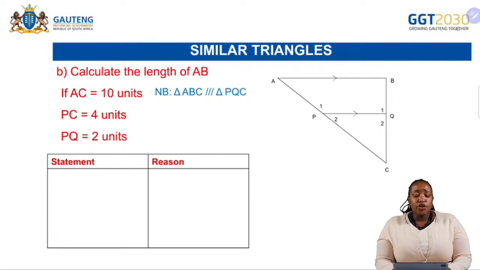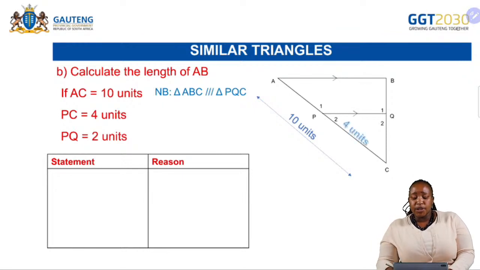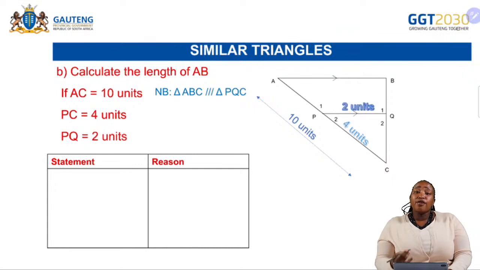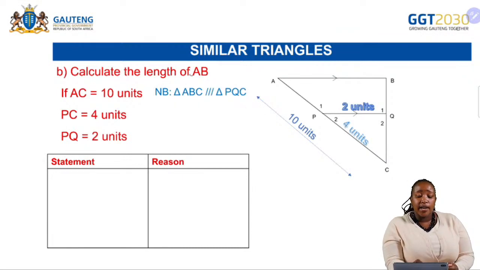Okay, so first you have AC is equal to 10 units. So you go to your diagram and you label that, right? And then you have PC is equal to 4 units, so you label PC as 4 units. And also PQ is 2 units. You label that as well. All right. Now you've labeled all the sides that you have information about. This will come in handy. And you need to remember that you've just proven that these two triangles, triangle ABC and triangle PQC, are similar. That will also come in handy when you are looking for the side AB.